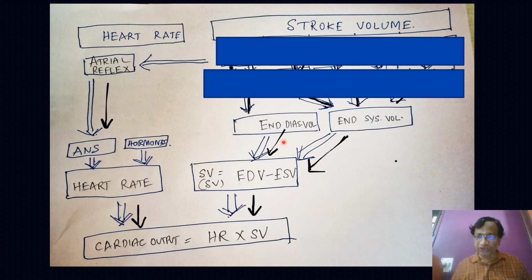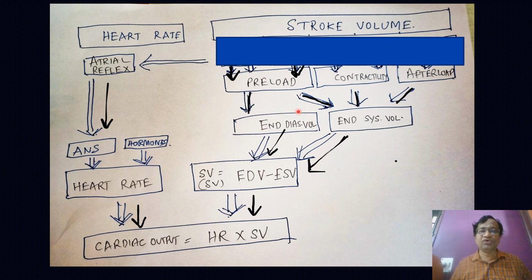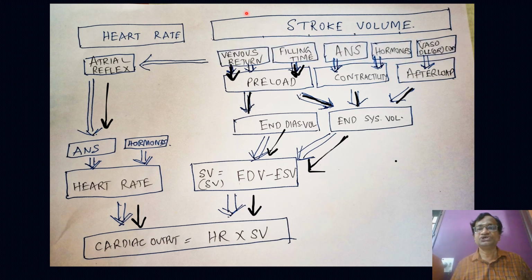Now we know end diastolic volume and end systolic volume. What are the determinants of end diastolic volume? Preload is the most important thing, while preload also has a role in end systolic volume. So preload, contractility and afterload are the main three things in the determination of stroke volume. Preload is determined by venous return and filling time. Filling time means how much is the diastolic time. If the diastolic time is decreased, the preload automatically will decrease.